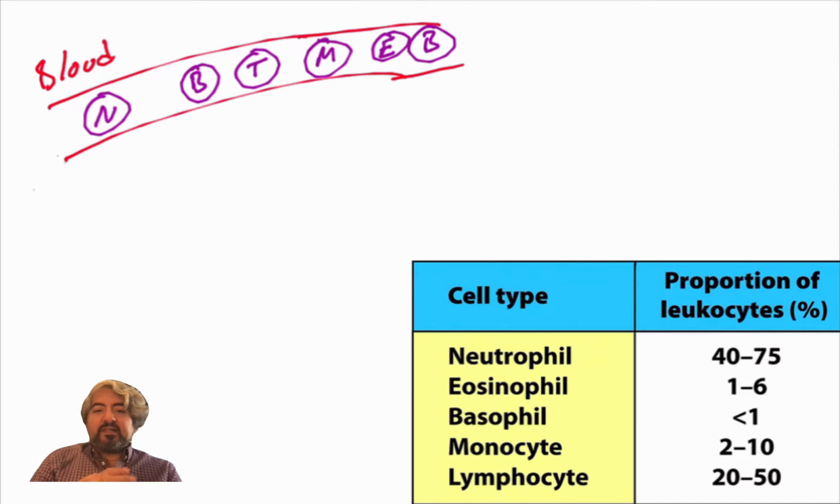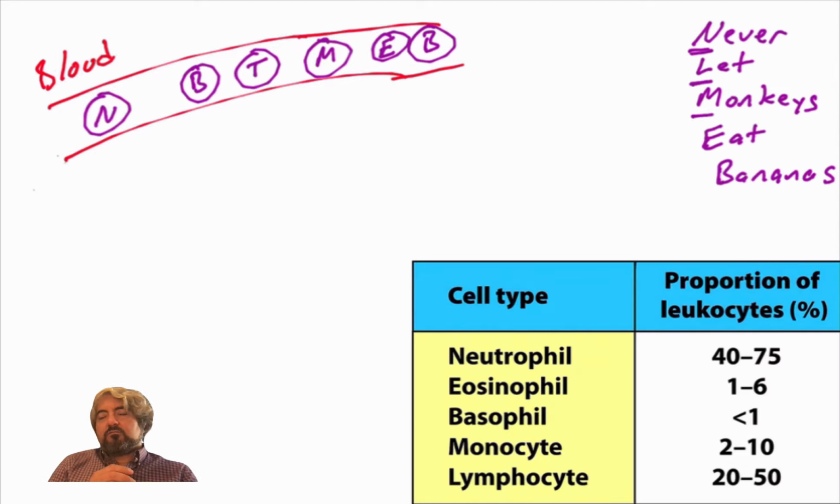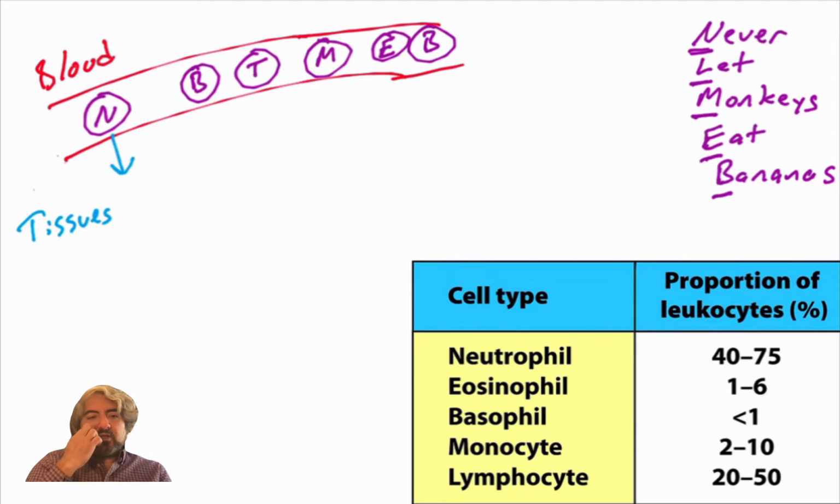Within that fraction of white blood cells, you will find neutrophils, lymphocytes like B lymphocytes and T lymphocytes, monocytes, eosinophils, and basophils in the approximate percentages shown in that table. So if you ever want to remember the abundance of all the immune cells in your bloodstream, you can remember the mnemonic, never let monkeys eat bananas, for neutrophils, lymphocytes, monocytes, eosinophils, and basophils. So we're going to find immune cells in our blood. No surprise, we call them white blood cells.